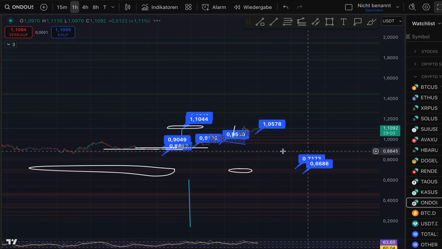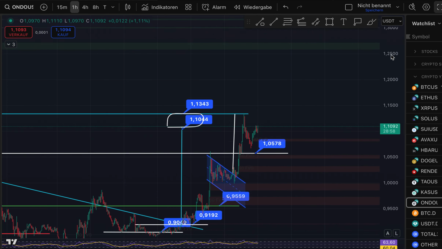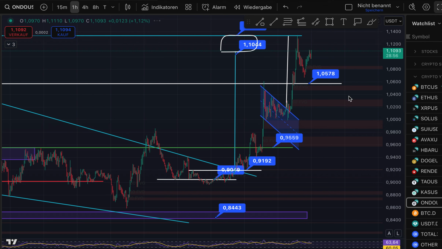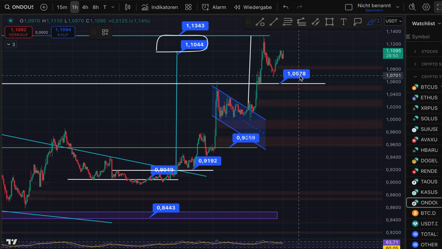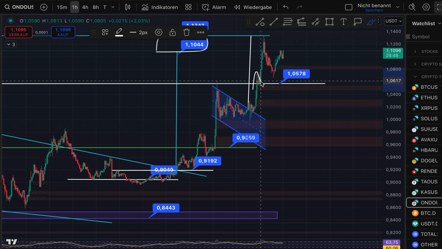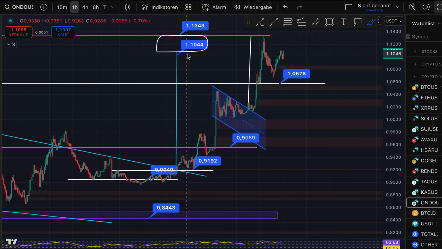So let's move on to ONDO. Look where ONDO went. Perfect. We had our bull flag. We broke it to the upside. We broke the $1.05 to the upside, got a retest. Target was first $1.10, but I always had the target $1.13 on the chart.